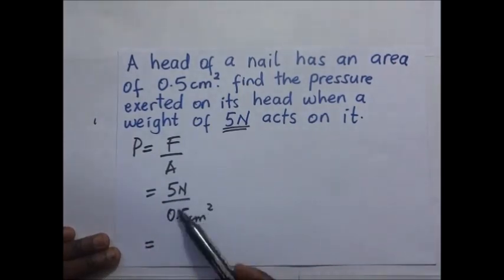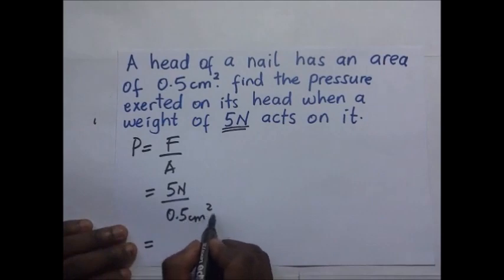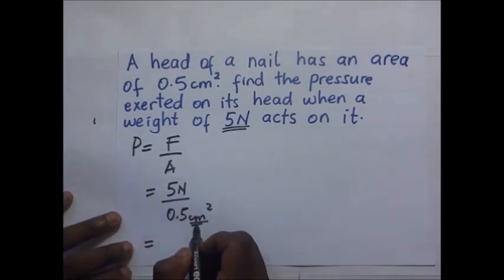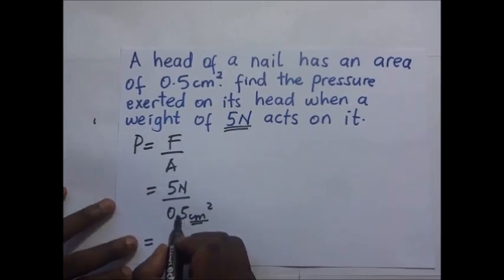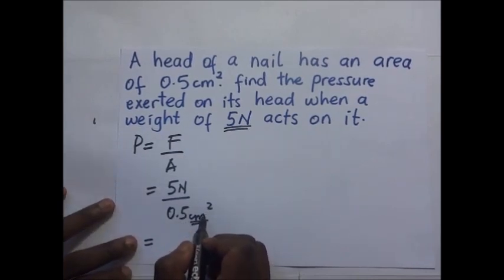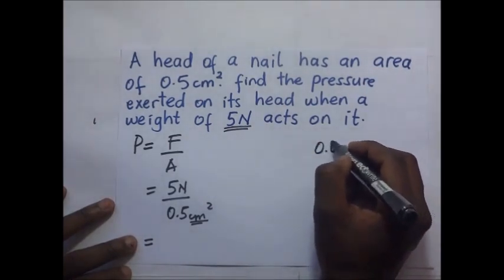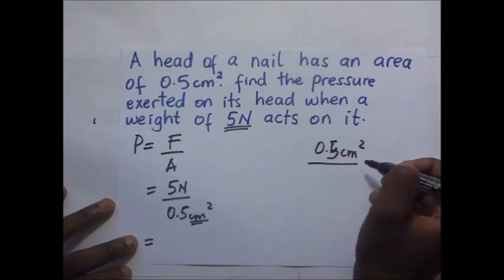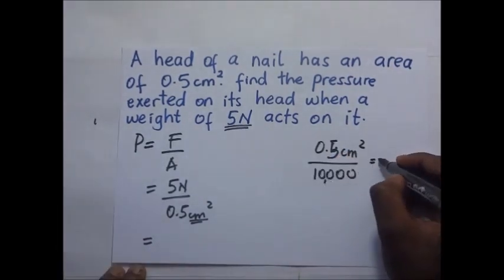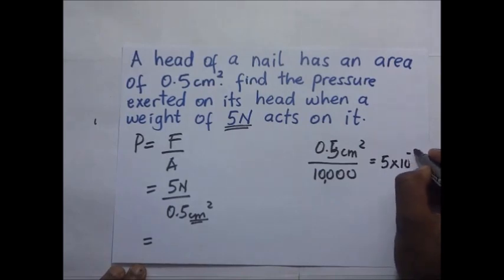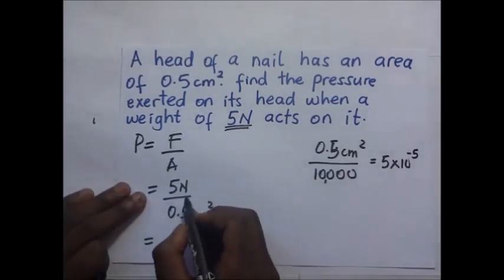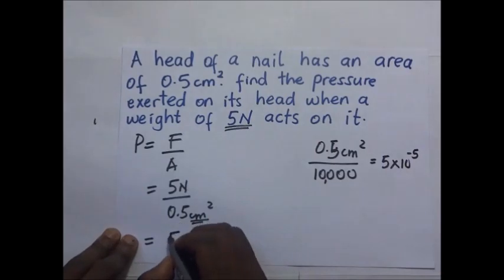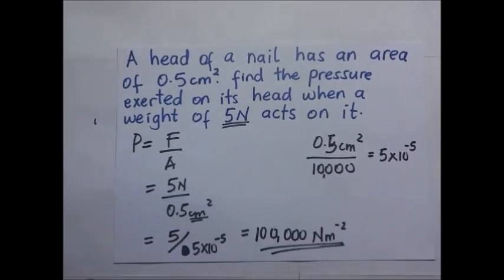So we have to first convert this area into meters squared, so that we have the right SI units. To convert 0.5 centimeters squared to meters squared, we are going to divide 0.5 centimeters squared by 10,000, and we shall get 5 times 10 to the power negative 5. So here it's going to be 5, divided by 5 times 10 to the power negative 5. So the pressure exerted there is going to be 100,000 newtons per meter squared.